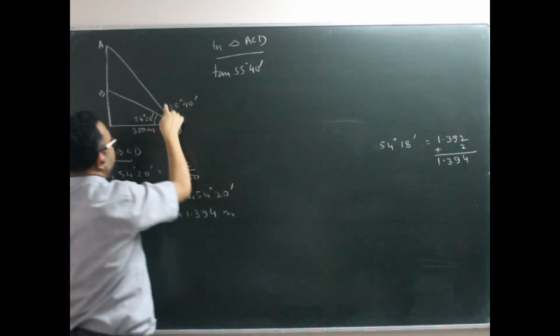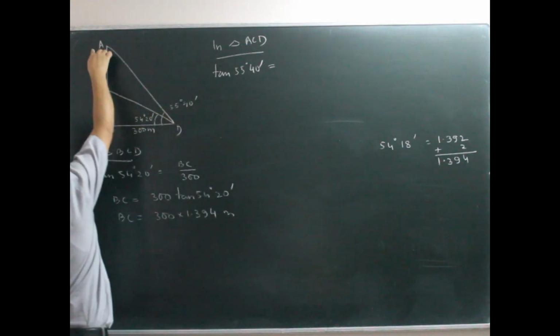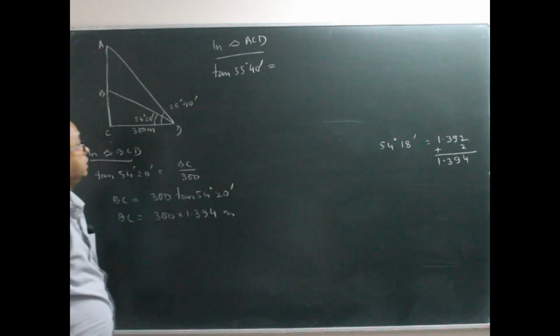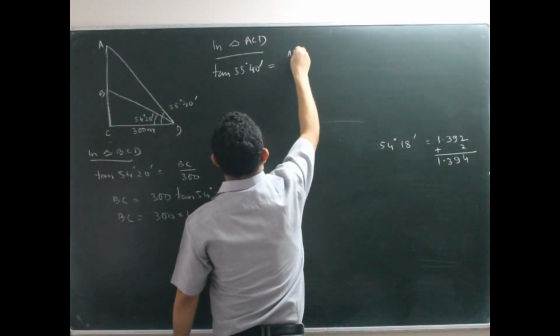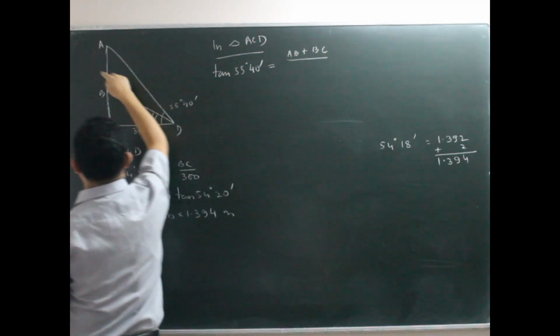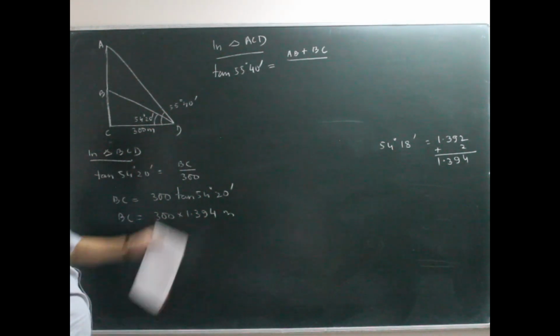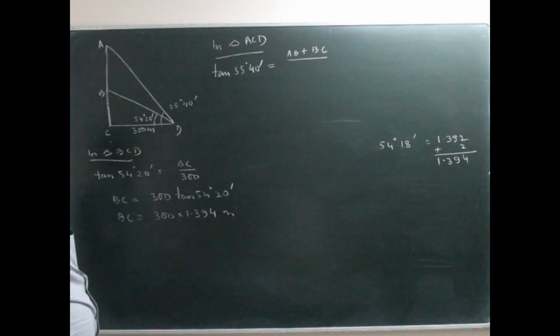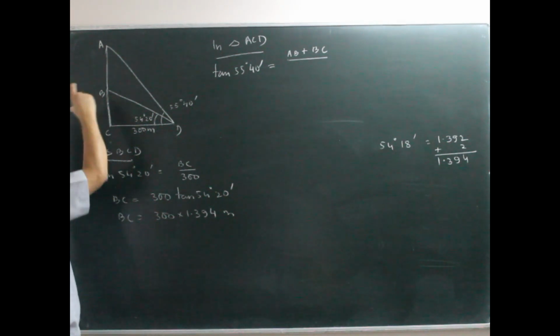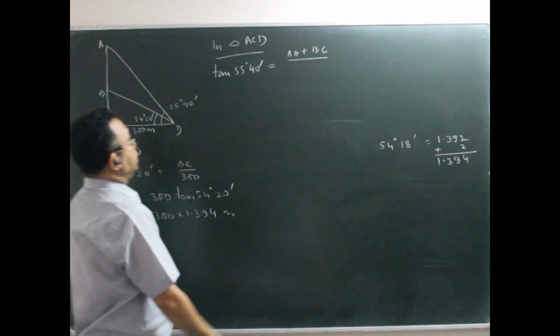That is the angle for the bigger triangle, equal to perpendicular over base. Perpendicular is full from here to here, and that is AB plus BC. Don't forget we need the full perpendicular, so it is AB plus BC, and I am looking for AB directly. I am not finding AC directly. In fact, I am dividing that AC into AB plus BC, and AB will be our answer. Base is 300.